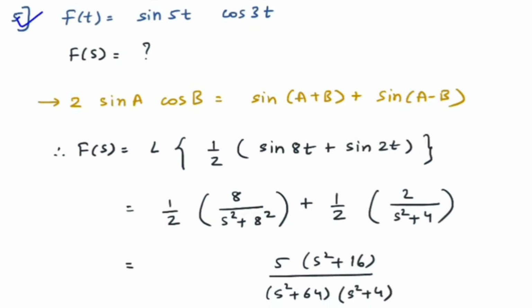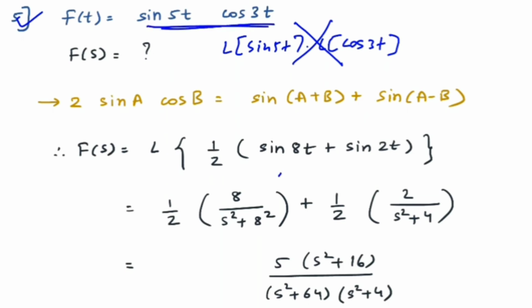If my function is sin 5t into cos 3t, what would be my answer? Now most of the students will fall into the trap. They will say Laplace of sin 5t into Laplace of cos 3t. I will split the Laplace and I will get the answer, which is absolutely wrong, because you cannot split the Laplace if the two functions are multiplied. So your task is to convert this multiplied version into the addition format.